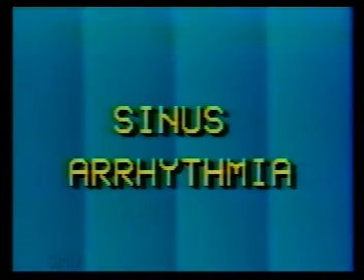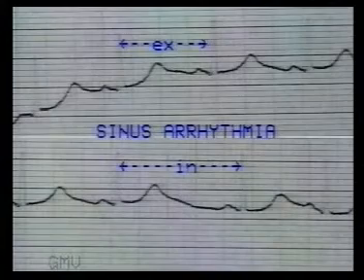Sinus arrhythmia. Normally, the heart rate increases slightly during inspiration and decreases during expiration. This variation is termed as sinus arrhythmia. Sometimes the variation may be so marked that it may be confused with pathological arrhythmias.